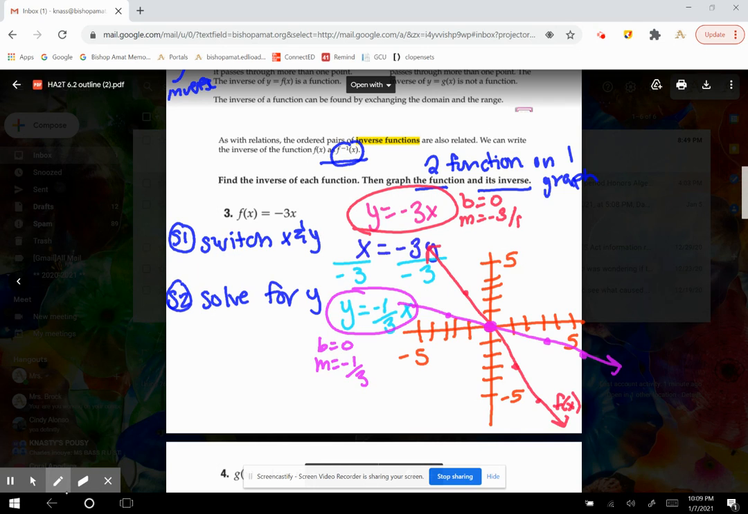And there's this function. And that's the inverse, right? So how do you write the inverse? F to the negative 1 of x. Okay, so there's your answers. The answer is the inverse, which is right here circled in purple, and those two graphs.